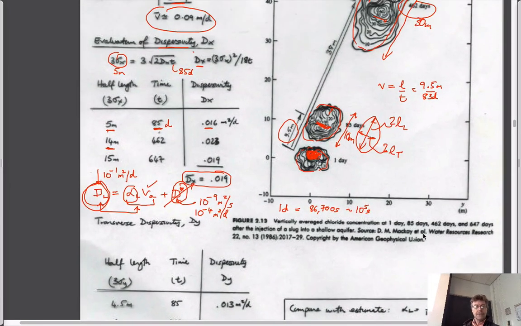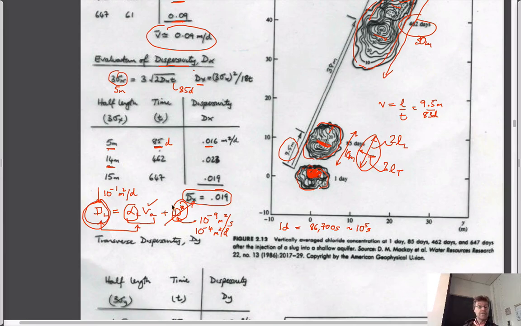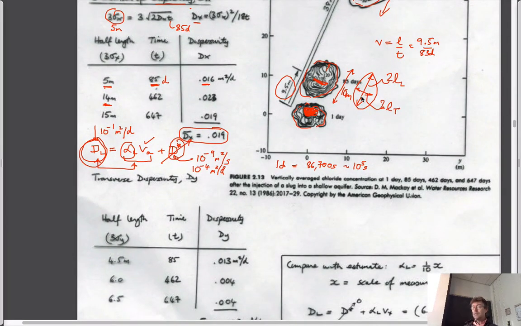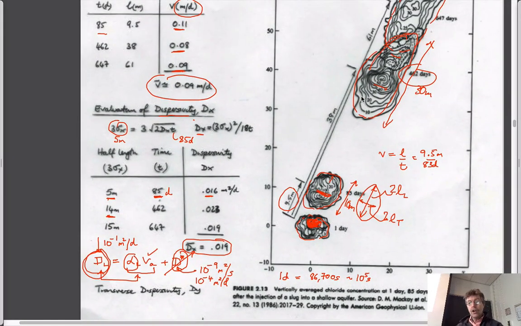No. Okay, so that's different. Let's wait for the punchline on that. So we can get a value of this dispersion coefficient. If we take the width of the plume, we see that it spreads longer along the direction of flow. So this is the direction of flow, obviously, here. This length here is longer than this width here.